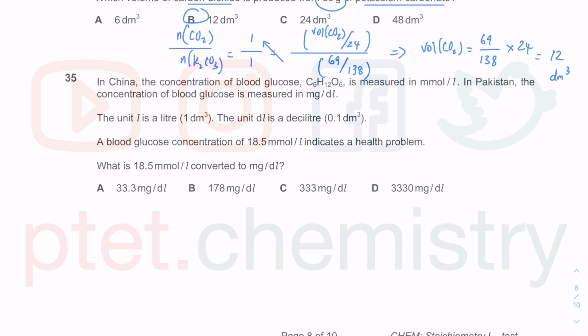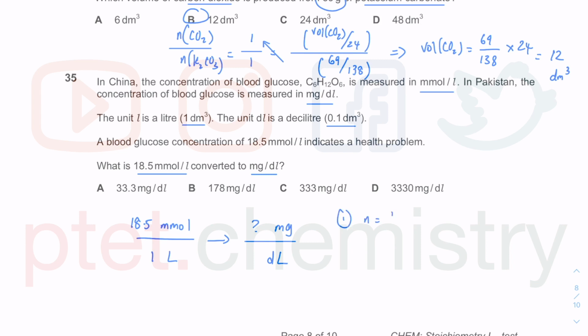Question 35 is about conversion of units. They're saying that in China, we measure glucose concentration in millimole per liter, but in Pakistan, they measure it in milligram per deciliter. Now, a liter is 1 dm cubed and a deciliter is 0.1 dm cubed. So what is 18.5 millimole per liter converted to milligram per deciliter? I have 18.5 millimole divided by 1 liter, and I want milligram over deciliter. First thing I would do is convert the mole.